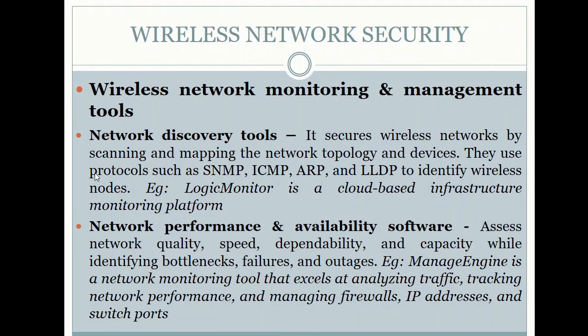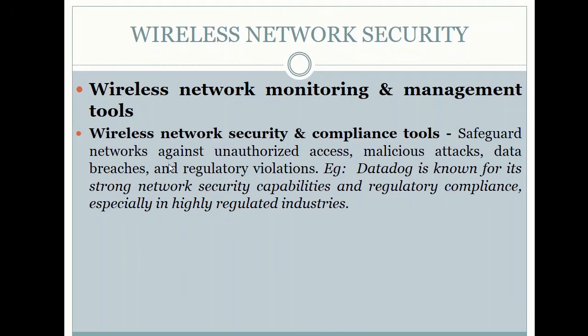And next one is network performance and availability software. This is for assessing the network quality, speed, dependability, and capacity, while identifying bottlenecks, failures, or outages. The best recommended example is ManageEngine. It is a network monitoring tool that excels at analyzing traffic, tracking network performance, and managing firewalls, IP addresses, and switch ports. All IP related and tracking related things will be monitored with the help of this network performance and availability software.